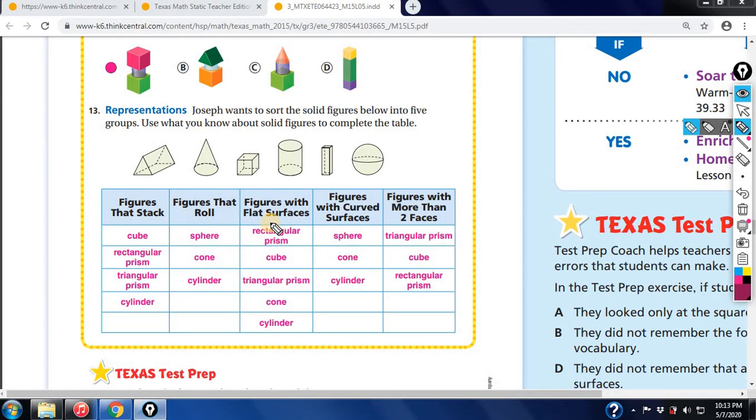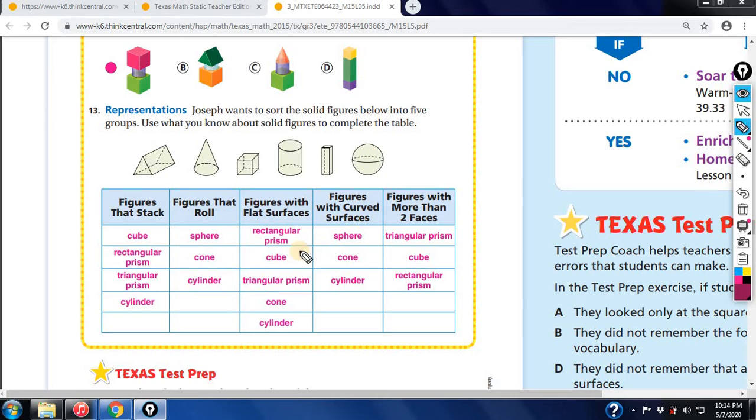Figures with flat surfaces. Okay, which one has a flat surface? Well, they all do. They all have a flat surface, other than the sphere, right? The sphere does not have a flat surface. Someone always tells me, well, this is a flat surface. They drew a flat surface there, but they just drew that so you could visualize the three-dimensional characteristics of it, but it does not have a flat surface.